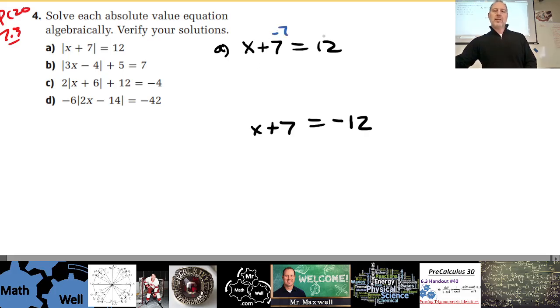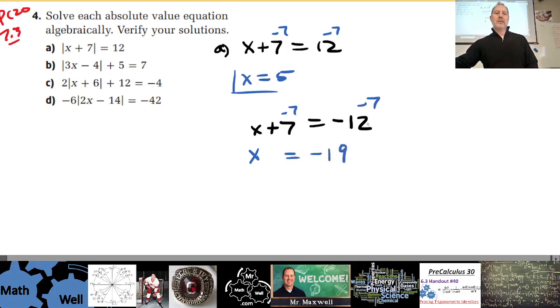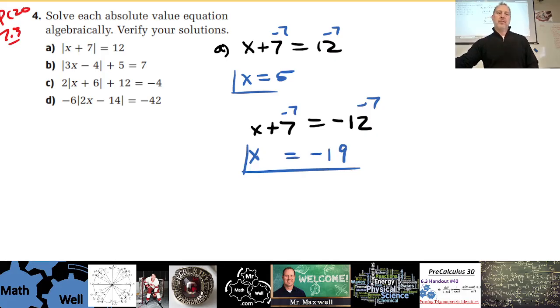So we'll subtract 7 here, subtract 7 here, x equals 5. Okay, that is one possible solution. We'll have to check that later, but that's one possible value for x in the positive version. The negative version, I'm going to solve for x here again by subtracting 7. This time x is equal to negative 19. So that's my other possible value for x.